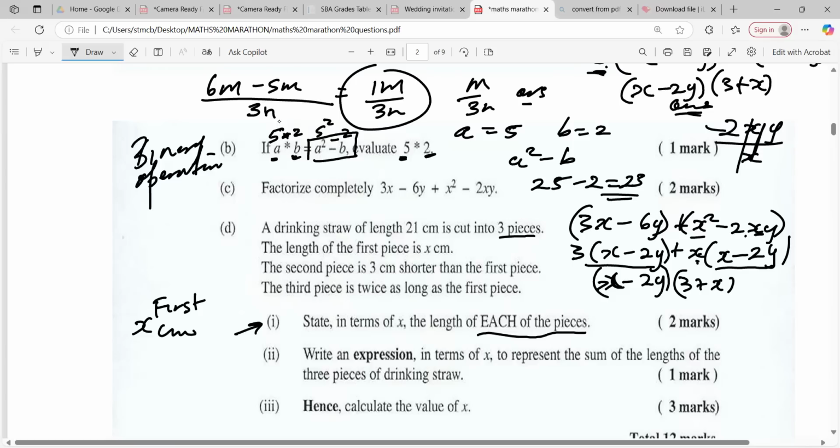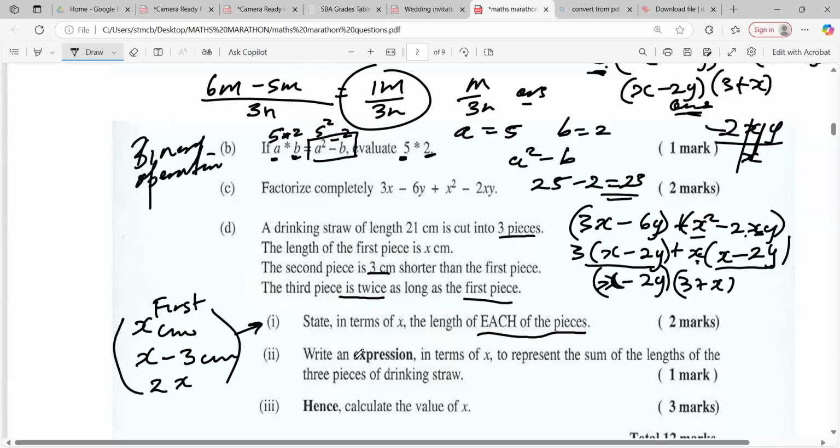The second piece is 3 centimeters shorter. That means it is 3 centimeters shorter than x, right? So it will be x minus 3. And the third piece is twice as long as the first piece. Now the first piece would have been x, so it would have been 2x, because twice means a double. So this would be all of part one. And you will have gotten 2 marks for that. So this represents the first piece, the second piece, the third piece.